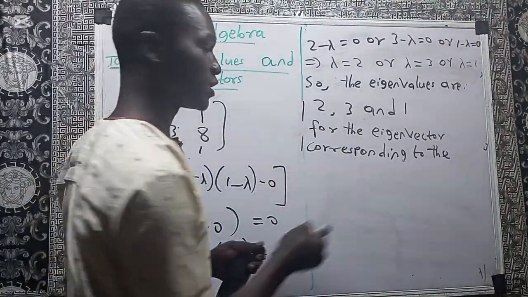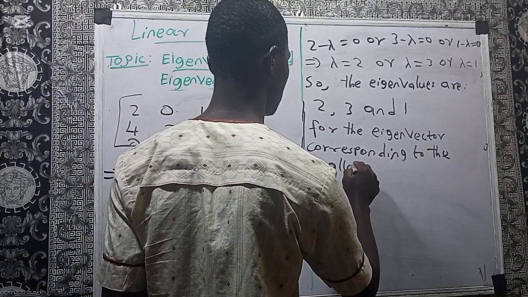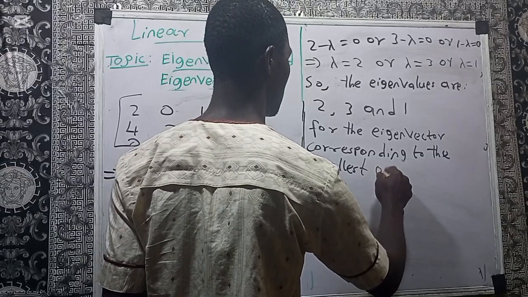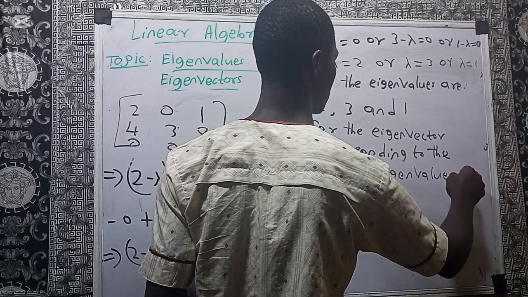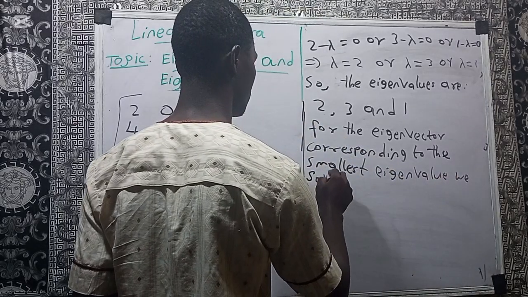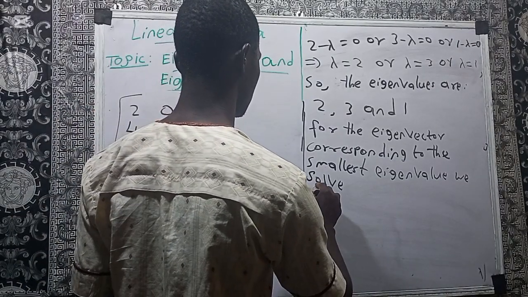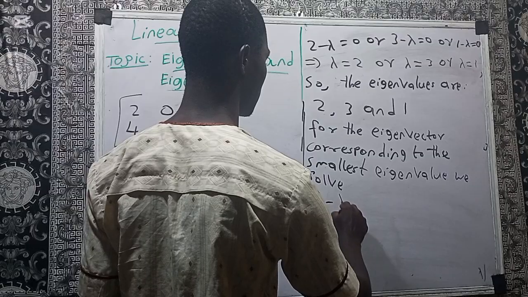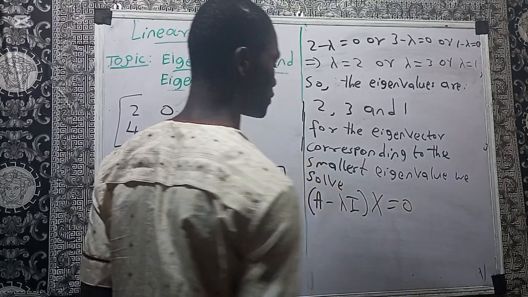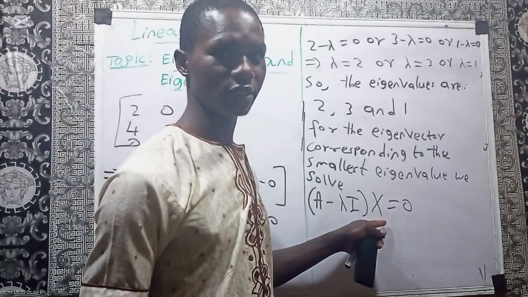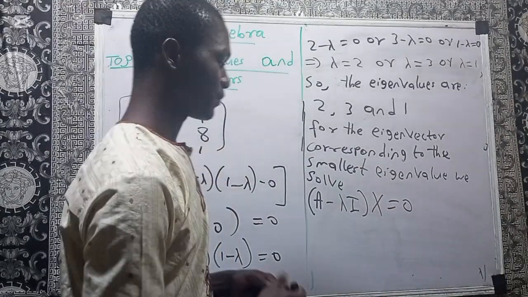So for the eigenvector corresponding to the smallest eigenvalue, we need to solve this equation to get that. We solve this equation, A minus lambda I multiplied by capital X equated to 0. The capital X is the eigenvector corresponding to that given lambda. Then the 0 here is the 0 matrix, right?